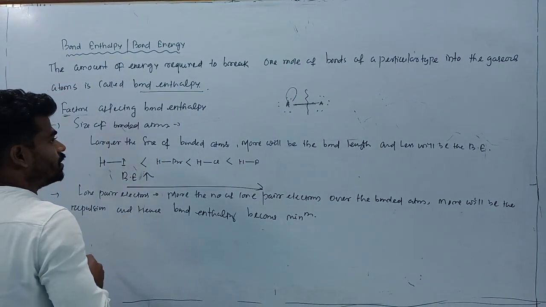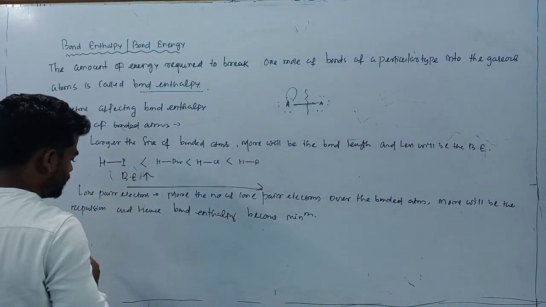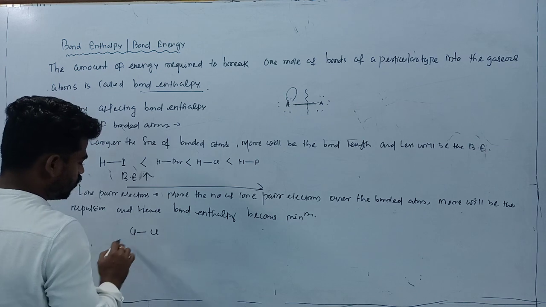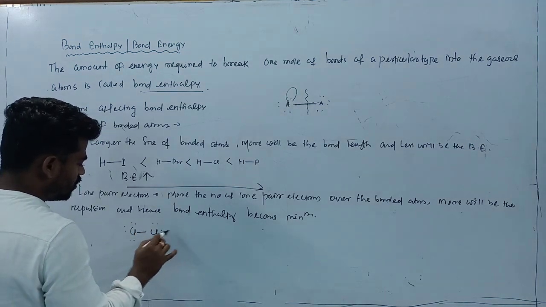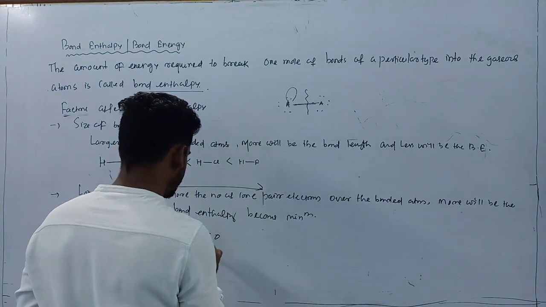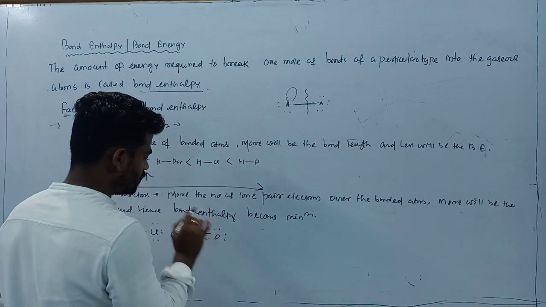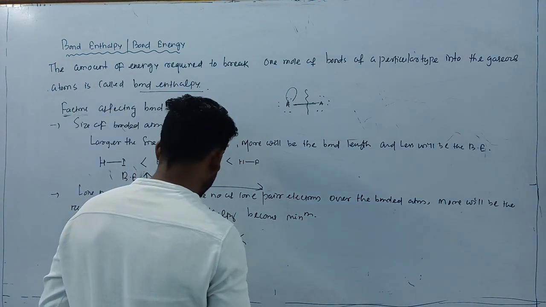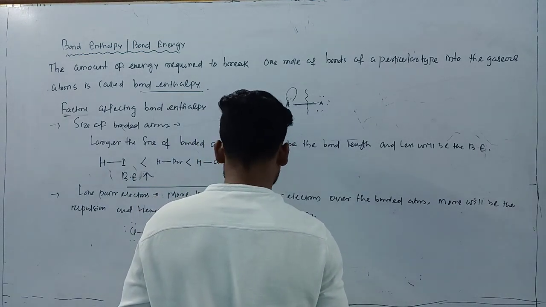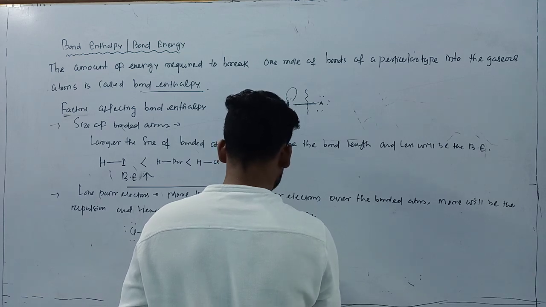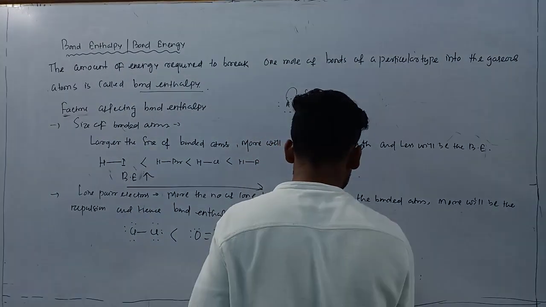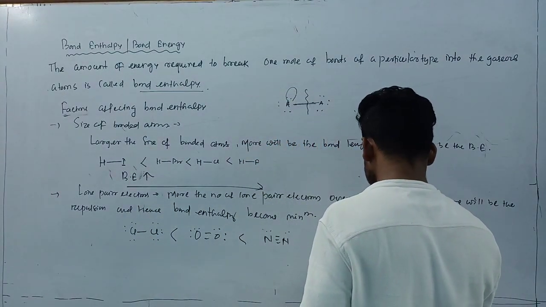So keeping this fundamental concept in mind, I can represent the bond enthalpy of Cl-Cl, two halogen atoms. You see, 3 lone pair electrons are there, so it is less than oxygen. The bond strength is more over here. Oxygen has 2 lone pairs, so it has less bond enthalpy than nitrogen having 1 lone pair of electrons. So the more the lone pairs, the lesser will be the bond energy.